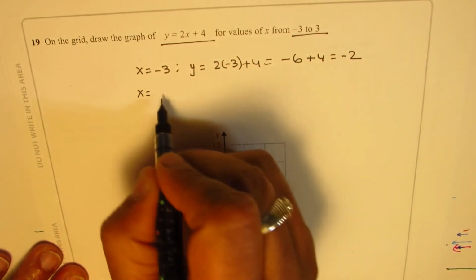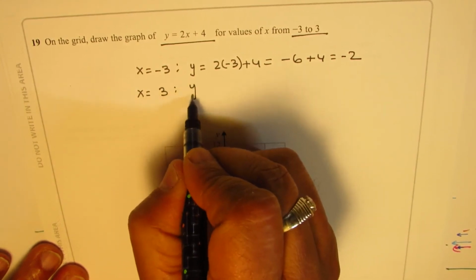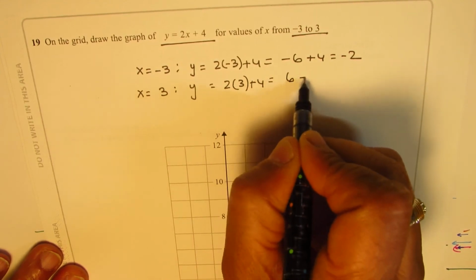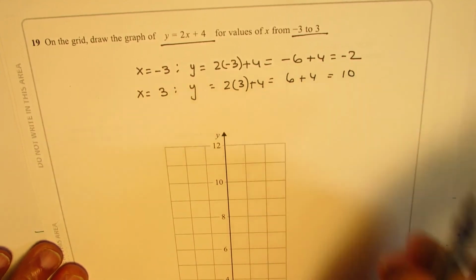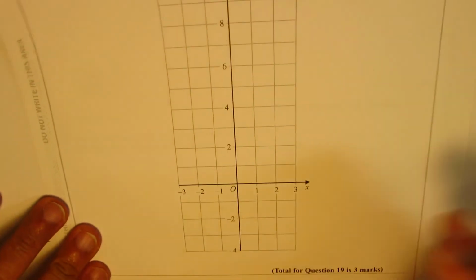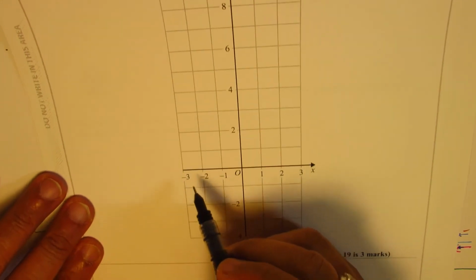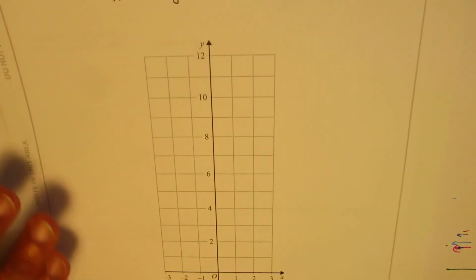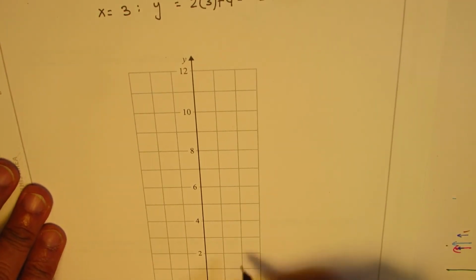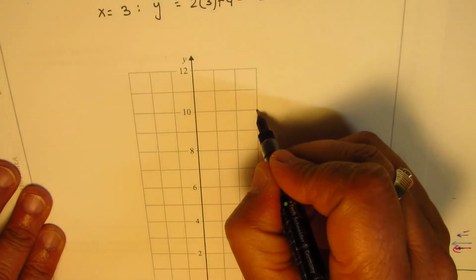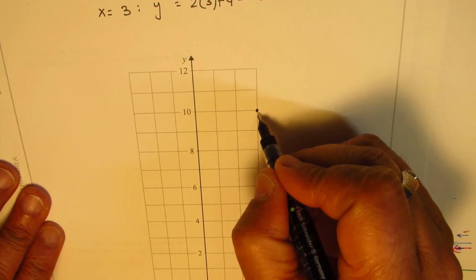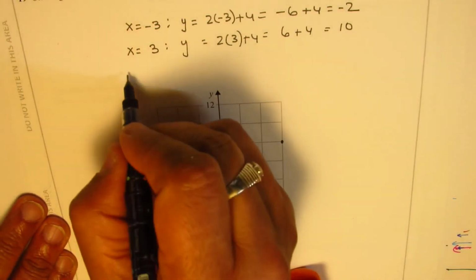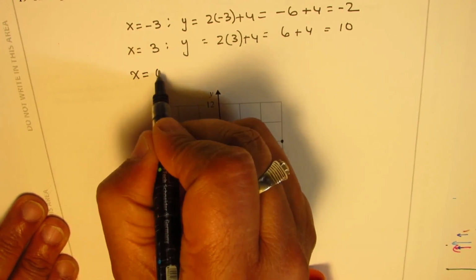For x equals to 3, we get y equals to 2 times 3 plus 4, which is 6 plus 4 equals to 10. So on the graph, -3, -2 will be our one point, which is this point. And then the other point we can take at 3, 10, right? So that is the second point. Joining these points, we get our line. It's a good practice to even check for some value in between.